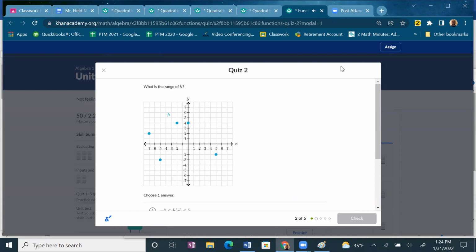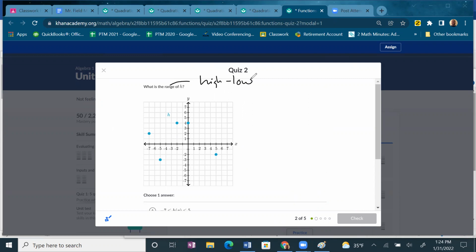Range. Okay. How do we find the range? In statistics and in algebra, it's the same. We always find the range the same way. Subtract high minus low. That's all there is to it. And range is the y value. So we want to subtract the high y, which is 4, minus the low y, which is -3, which is 7. So the range is 7.